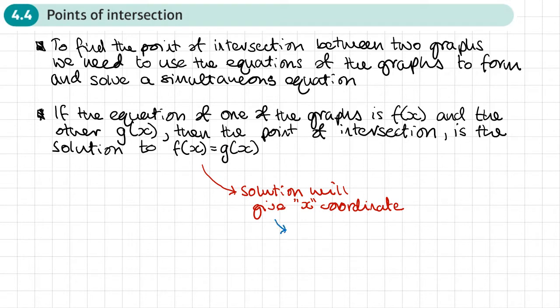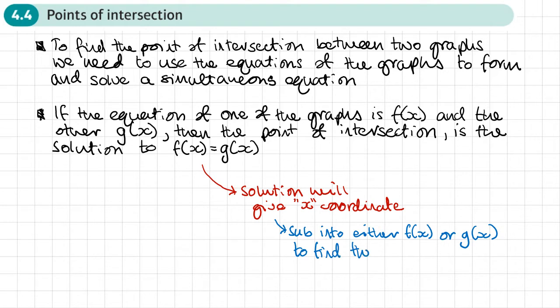So I'll just put down here: sub into either f of x or g of x, or both if you want to be doubly sure, to find the y coordinate, because for a point of intersection you need the x and y coordinate, or the x and y values.